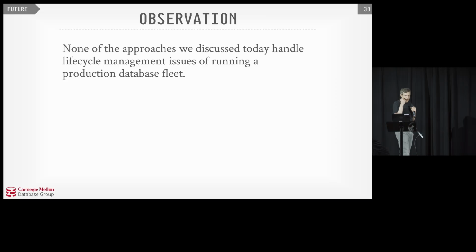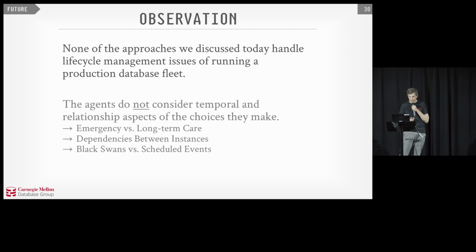All right, let me finish up. As I said, except for that upgrade tool that I talked about, none of these things really deal with these long-term lifecycle management issues, right? Because it's hard to do that in these specialized algorithms because it's looking at the database at one snapshot in time and not thinking about the long-term issues that someone might have trying to run a system. So the way to think about this is that there's no notion of time in these systems.